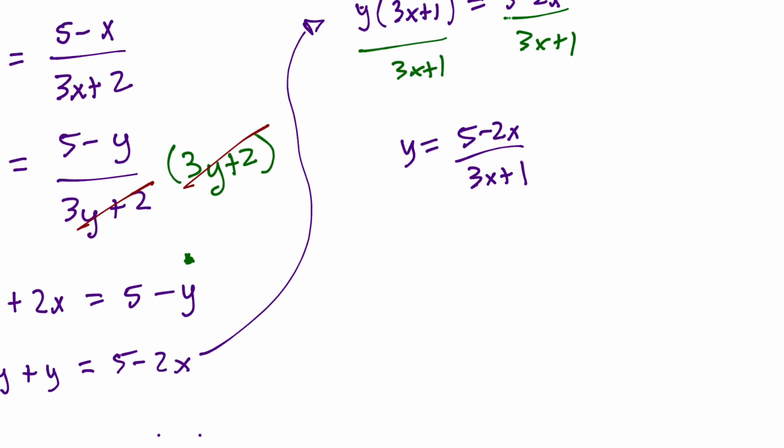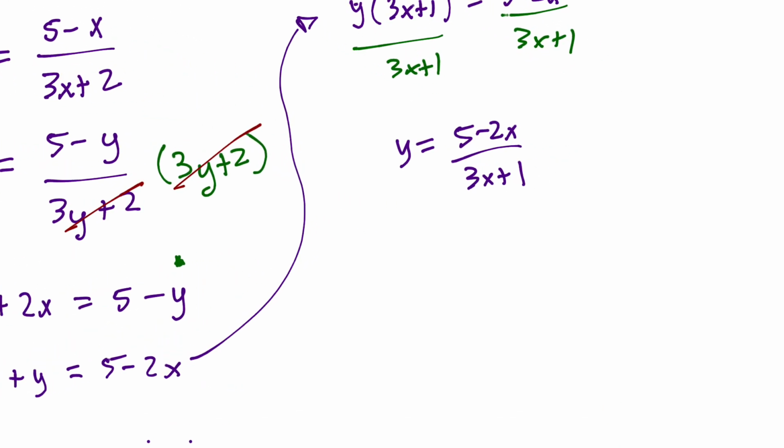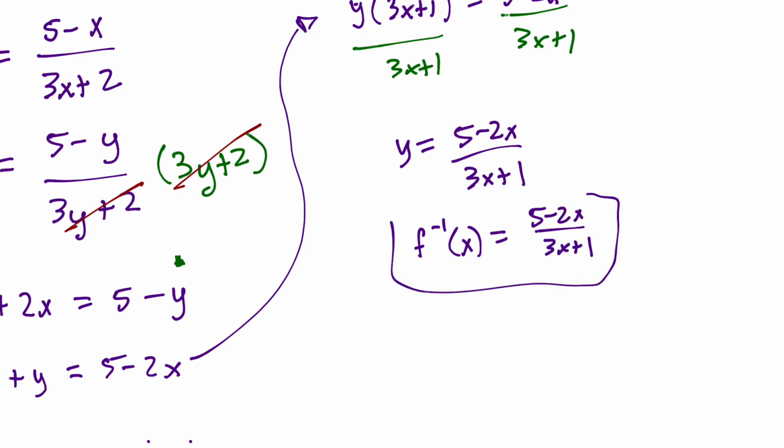Perfect. Last step is to notate in inverse notation. So f inverse of x is equal to 5 minus 2x over 3x plus 1.